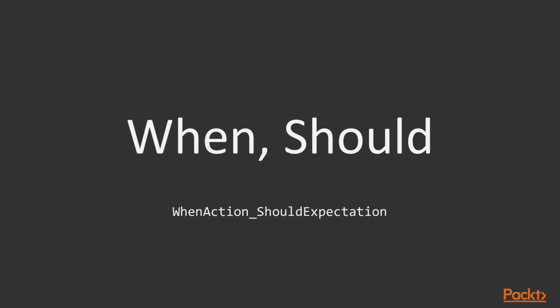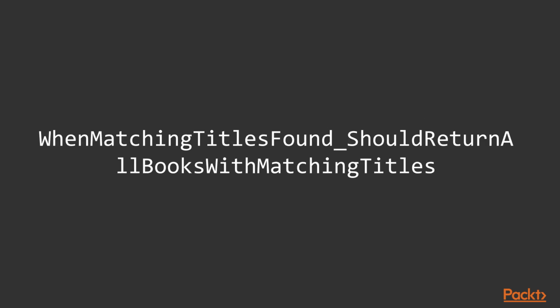This is a naming scheme I try to keep when naming unit tests. The underscore is there to separate the main part of the test's name or description, when underscore should, and then in the parts I use Pascal case, like this, when some action underscore should some expectation. This is convenient for me because it gives me visual separation of the main parts of the name. Hence, our unit test is named WhenMatchingTitlesFound underscore ShouldReturnAllBooksWithMatchingTitles.